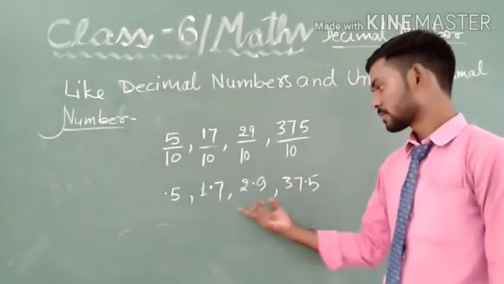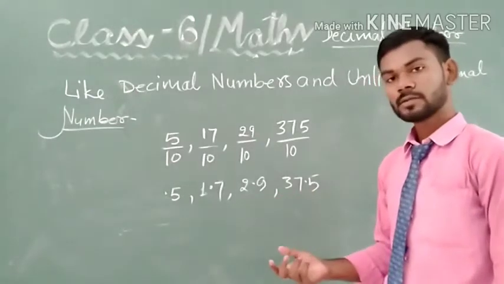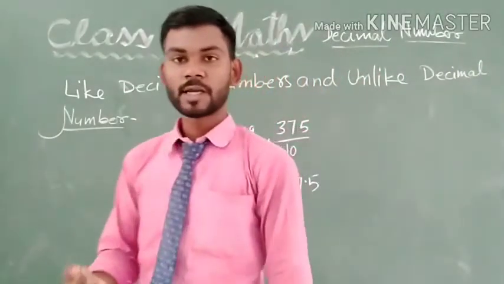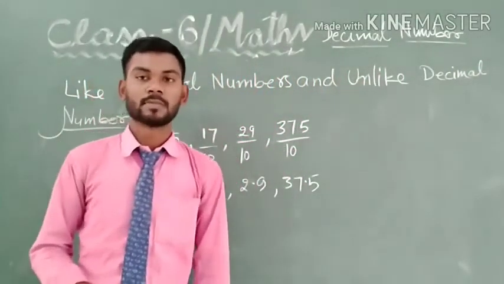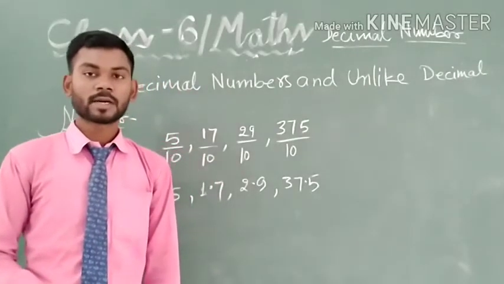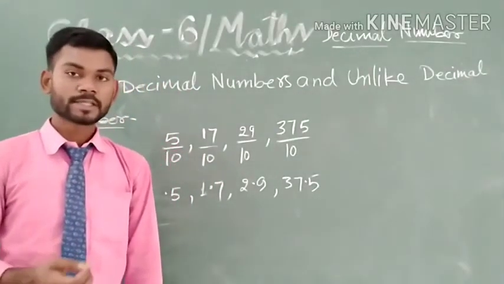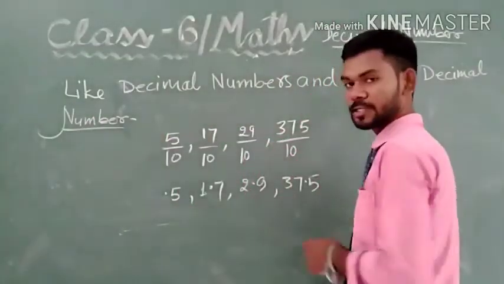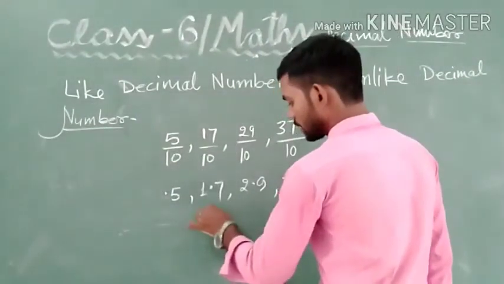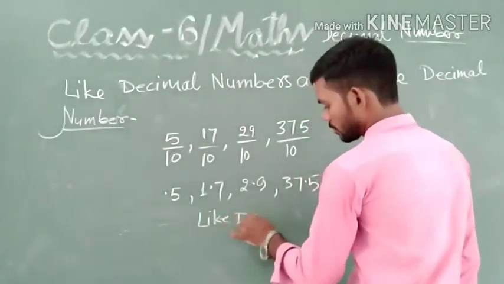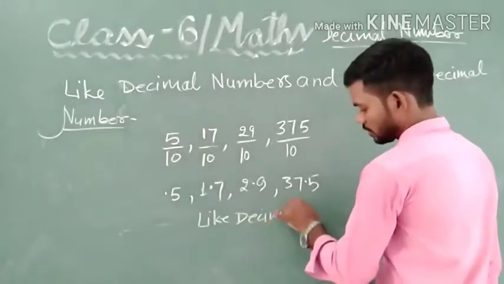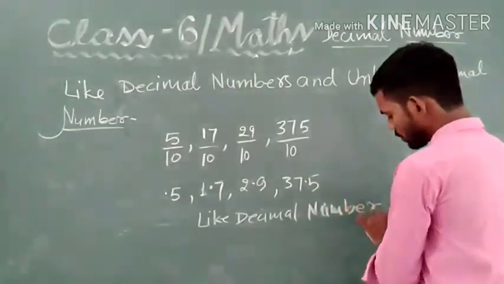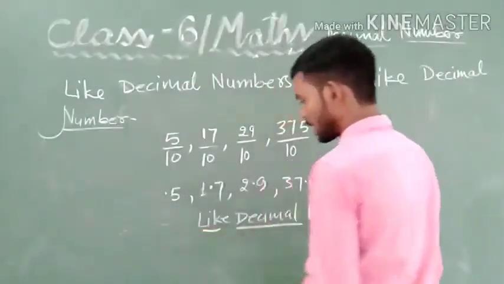In this section, we can see that the number of digits on the right side of the decimal are also the same. The number of digits on the right side of the decimal is the same, so the number of digits is 1 in all the decimal numbers. Therefore, they are known as like decimal numbers.